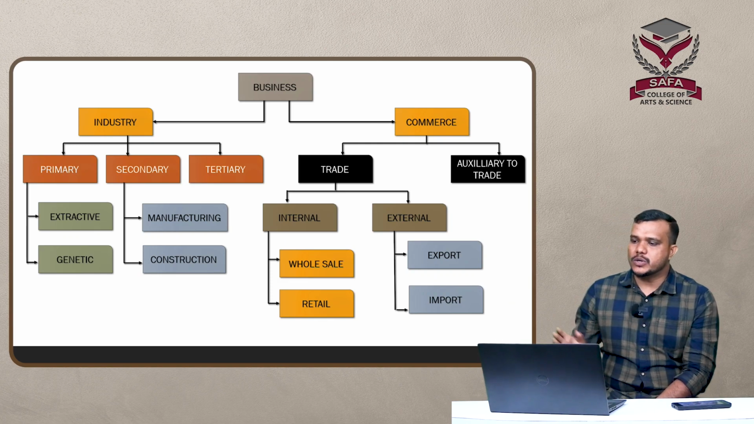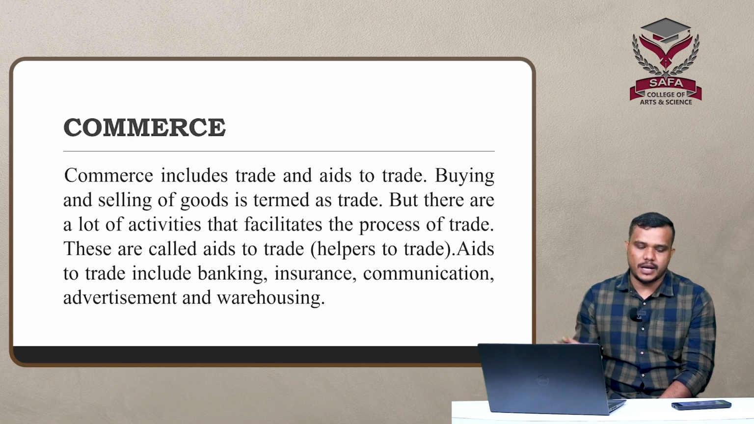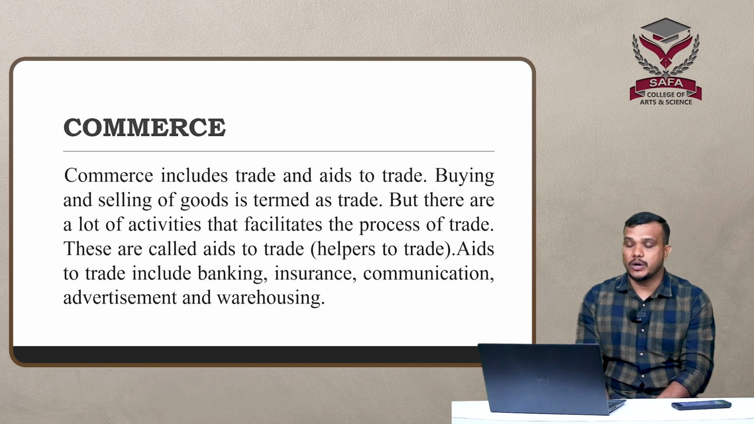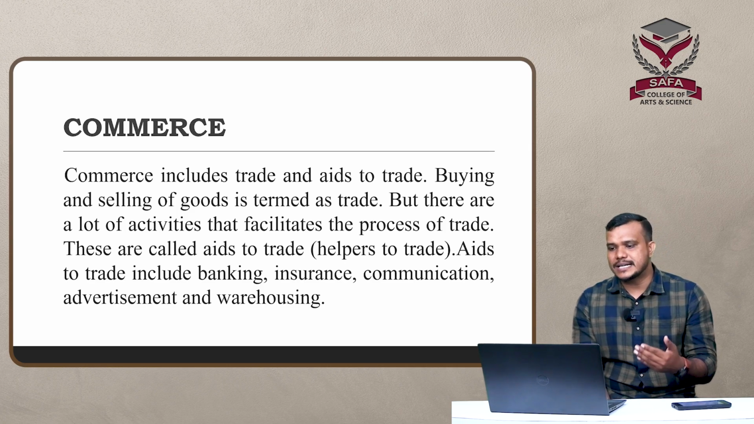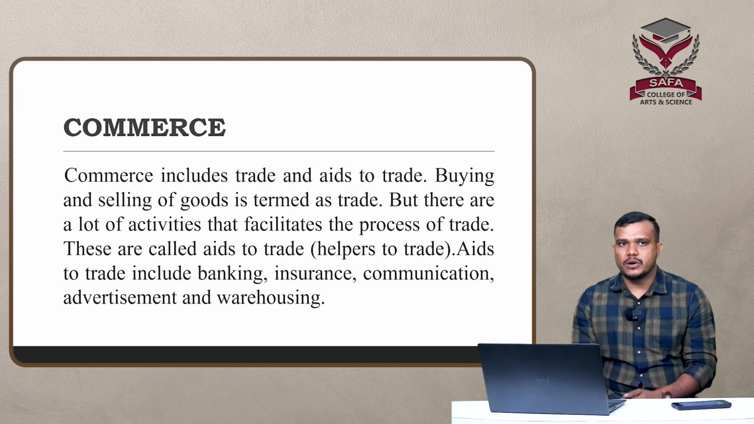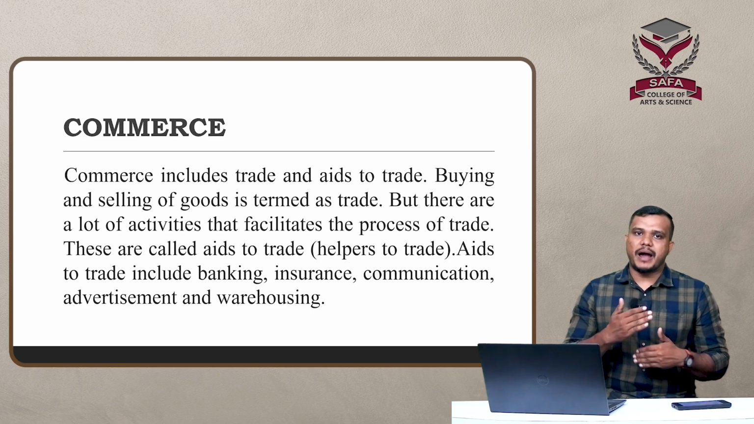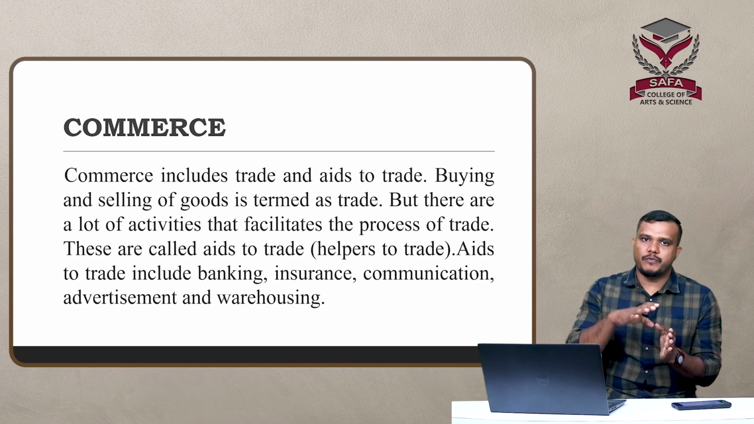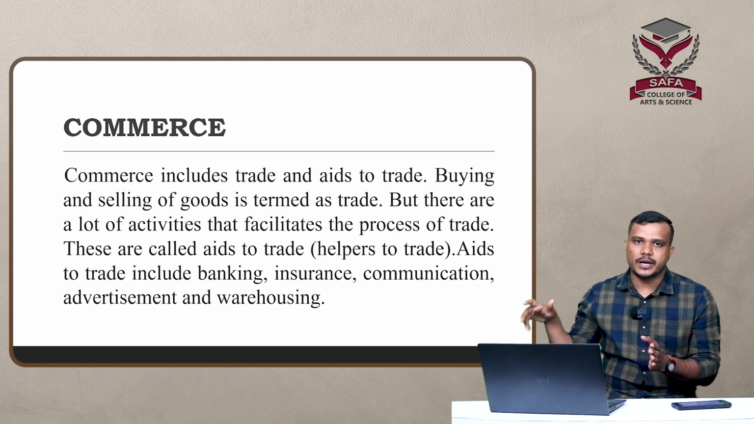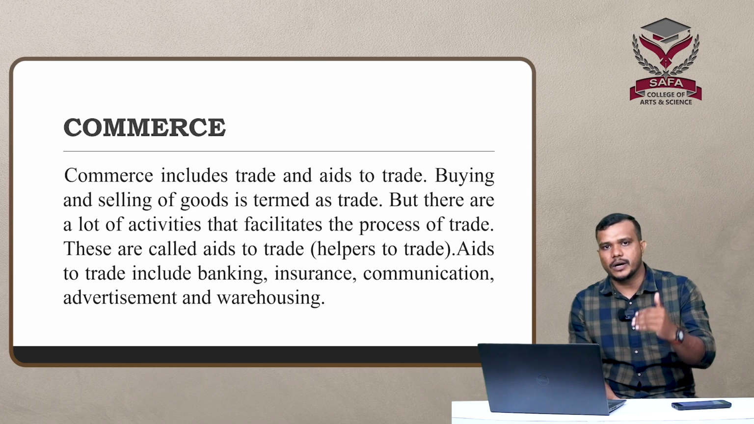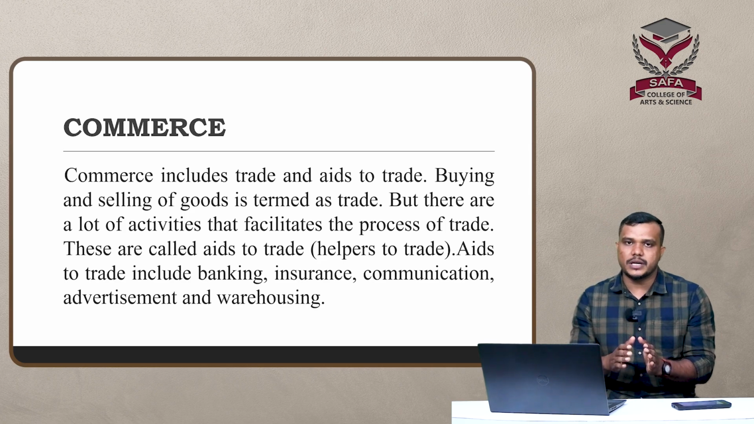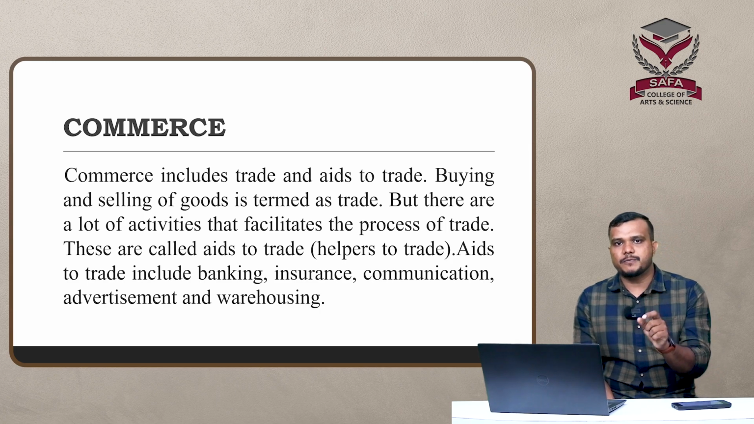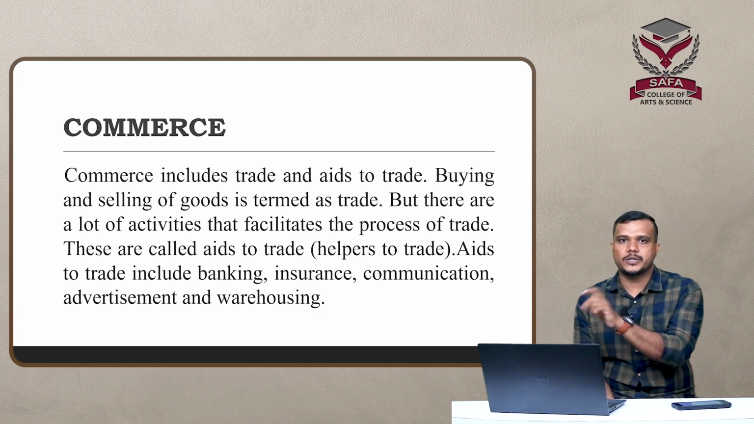Now we are looking at what commerce is and its classification. First of all, what is commerce? Commerce includes trade and aids to trade. In industry, we manufacture finished goods. Then the second stage is transferring finished goods from producer to consumer. This process is also included in commerce. So commerce includes all activities engaged in transferring finished goods from the producer to the consumer.